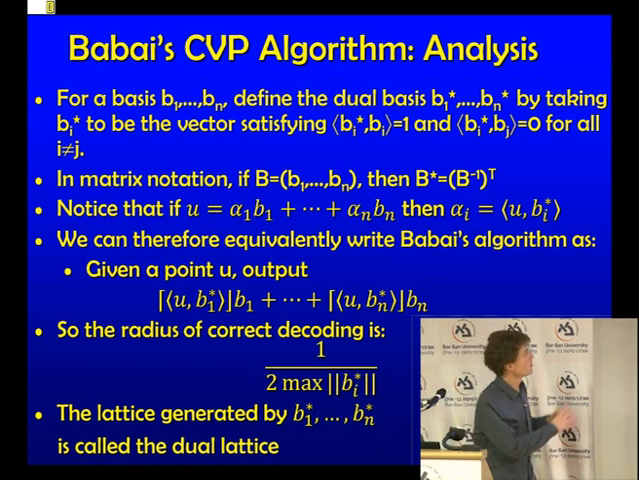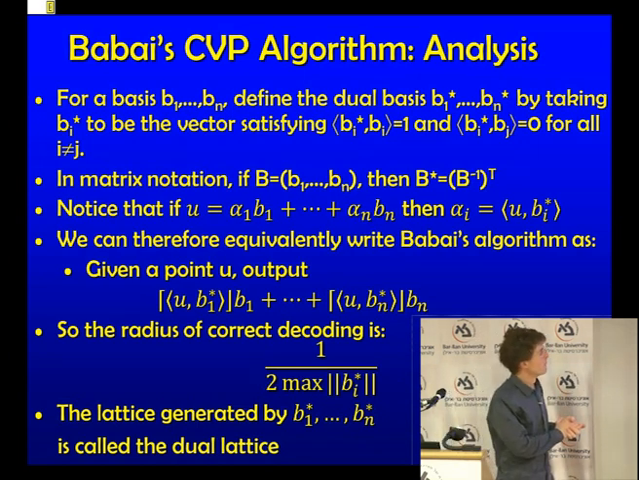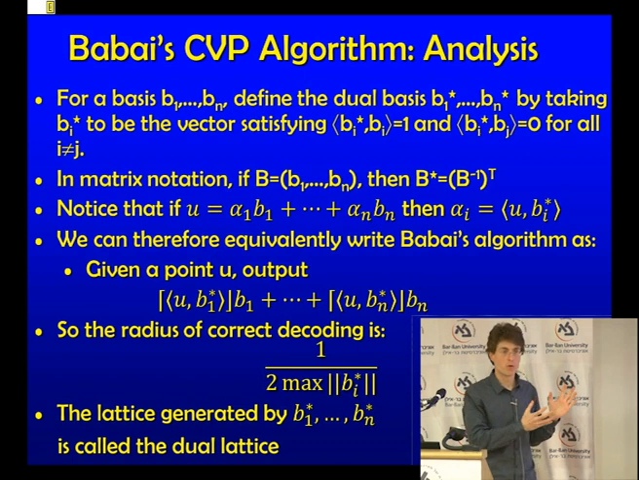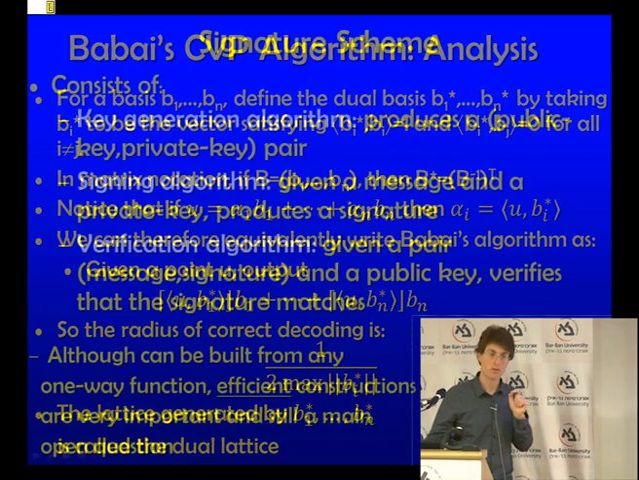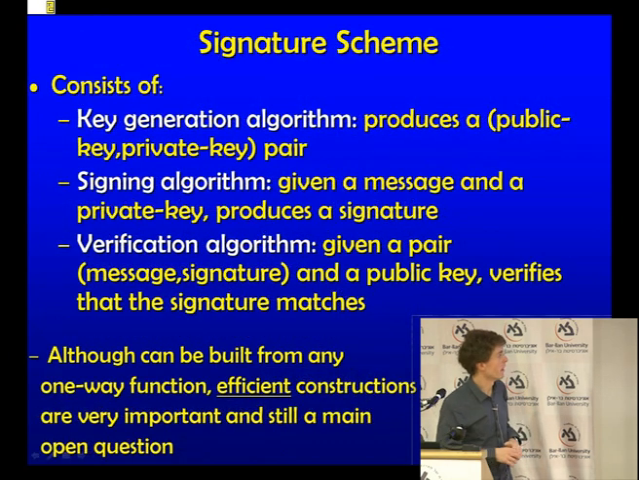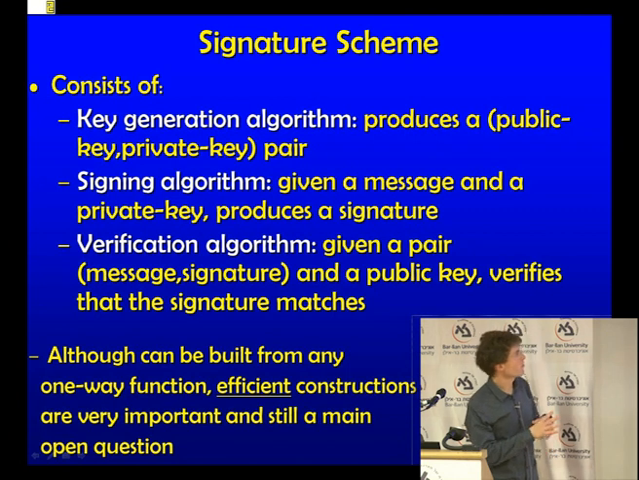All we have to know for today's talk is this CVP. You can solve CVP if you have a good basis, and you can figure out if a point is in the lattice. Even if you don't have a good basis, you can easily figure out if a point is in the lattice. Okay, so just a quick refresher on signature schemes, digital signature schemes.